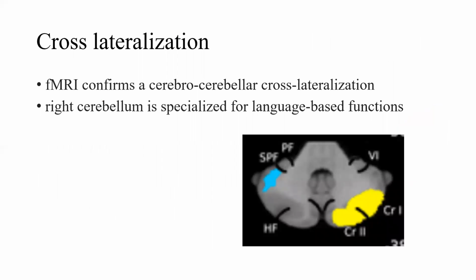Another example, just showing the involvement of the cerebellum in linguistic processing, is the cross-lateralization associated with the left side of the brain. So likewise, how the left side of the brain is highly involved in speech processing and speech production, the right side of the cerebellum has also been shown in fMRI studies to be highly activated by linguistic processing.